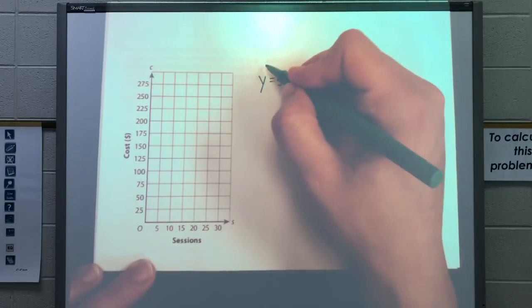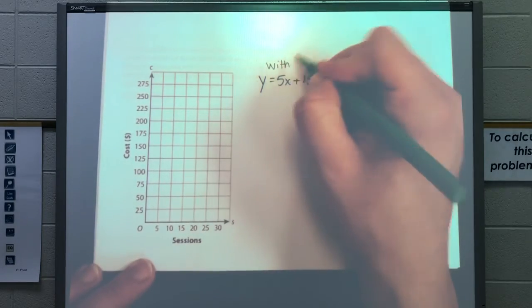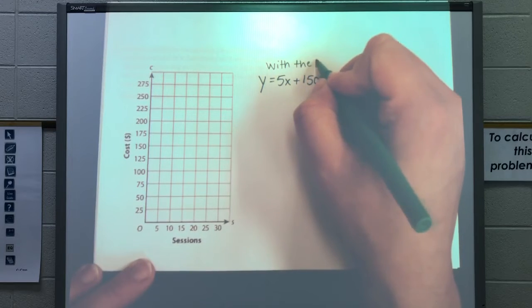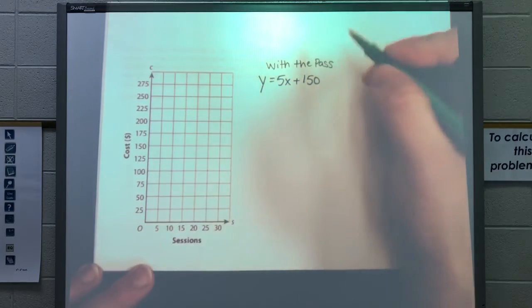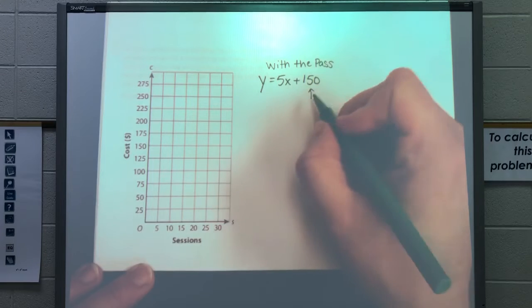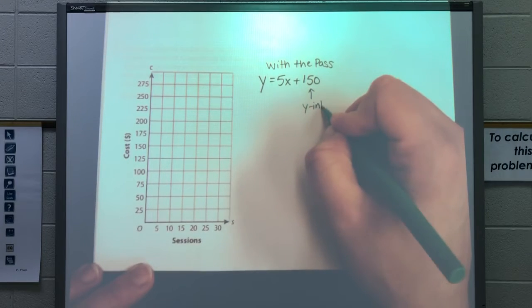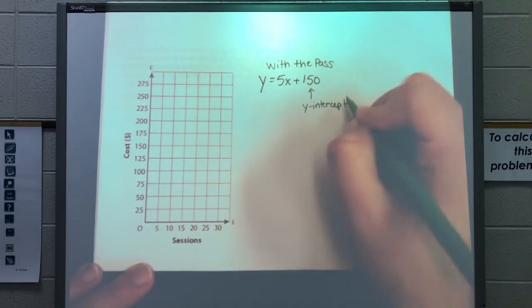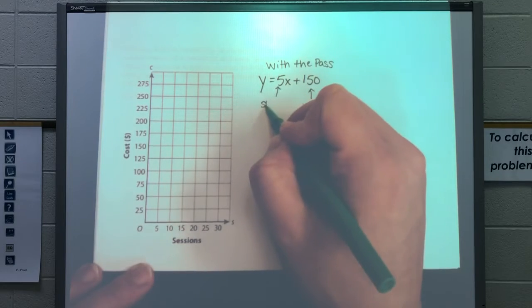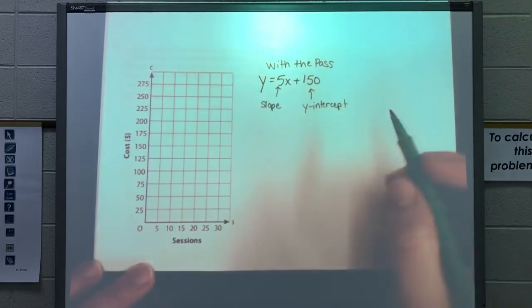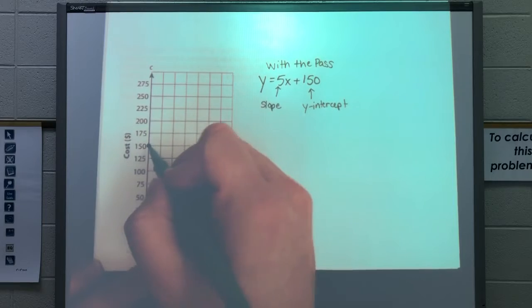This is going to be with the pass. And this would be my y-intercept. And I have a slope of 5. So I'm going to start at 150. That's my y-intercept right there.